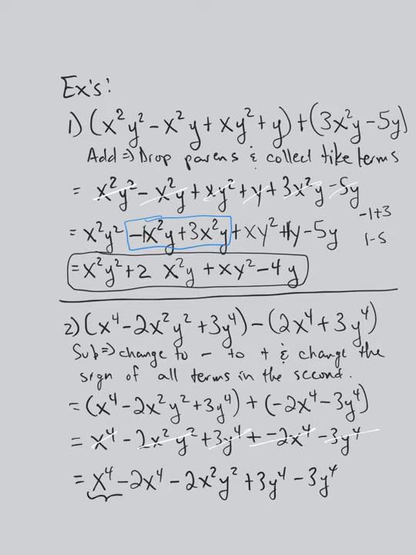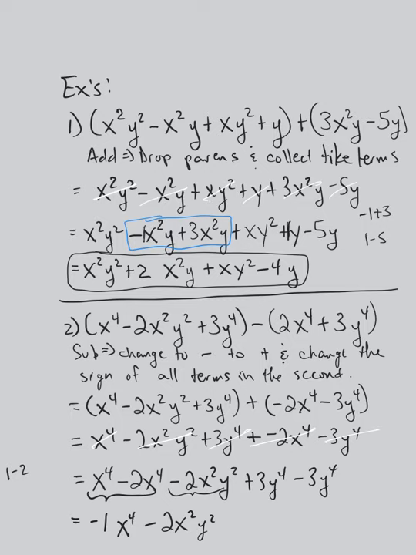All right, and so now we're collecting like terms. x to the fourth minus 2x to the fourth. That's x to the fourth. Remember, collecting like terms, you don't change the variable part. And we just operate on the coefficients. So that's 1 minus 2, which is negative 1. Okay, and then the second part right here doesn't have a like term, so it's minus 2x squared y squared.